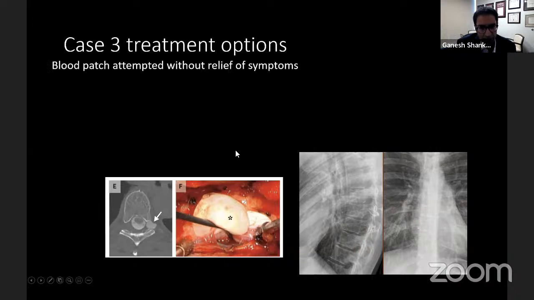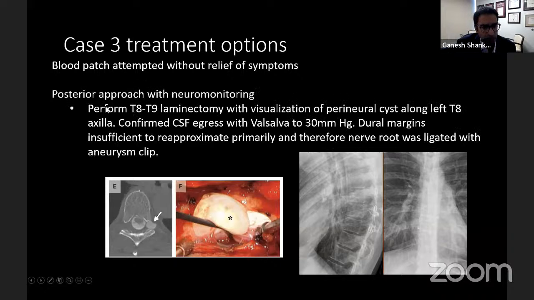This was the way we treated her pathology, which is we performed a T8, T9 laminectomy for visualization of the perineural cyst or the diverticula along the T8 axilla. We confirmed that that is indeed the site of CSF egress with a Valsalva. The dural margins were insufficient to repair the leak primarily, and therefore the nerve root was ligated with an aneurysm clip. And then, so you can see the aneurysm clip right here on the side, on the lateral view from the thoracic x-ray. And then I do put the bone back on the lamina with titanium laminoplasty plates as well.